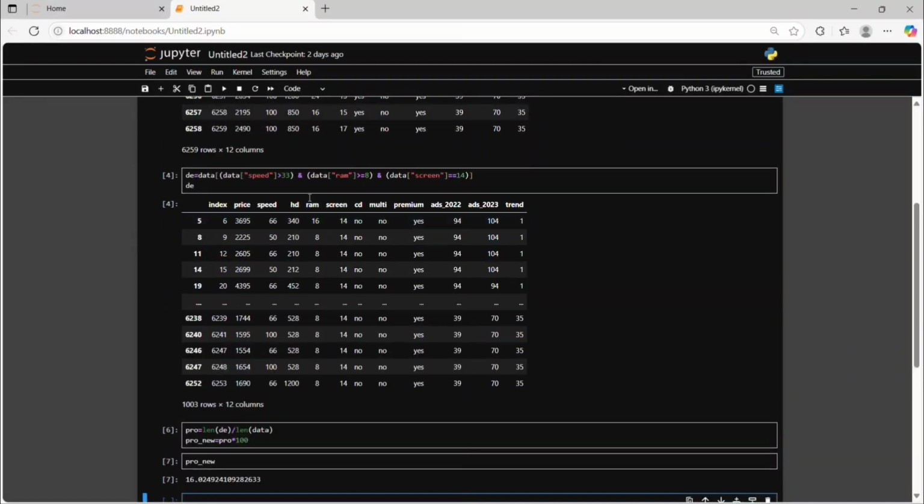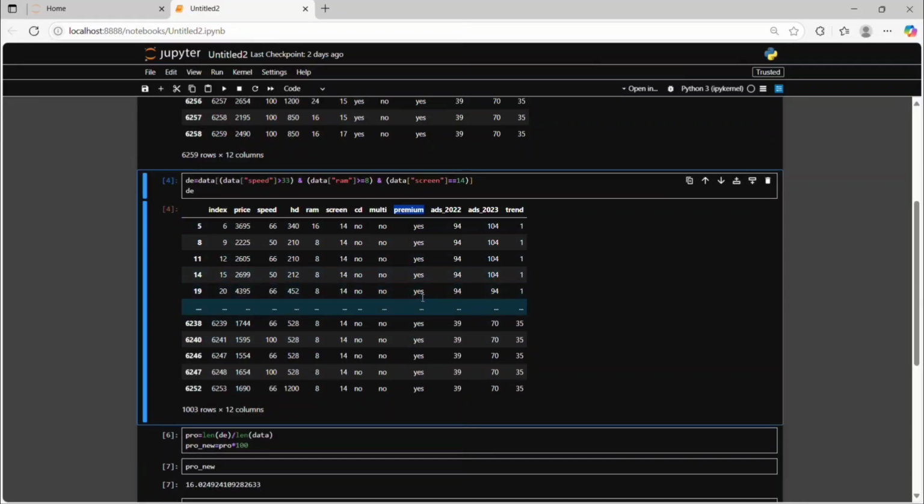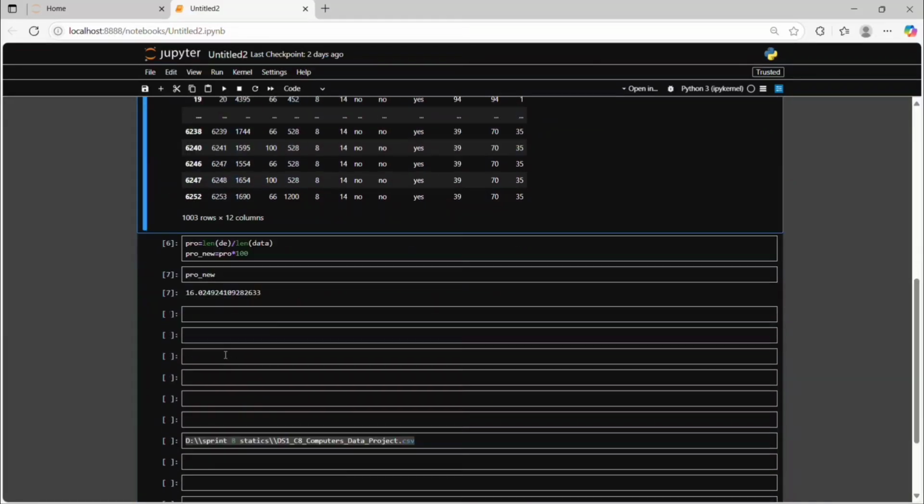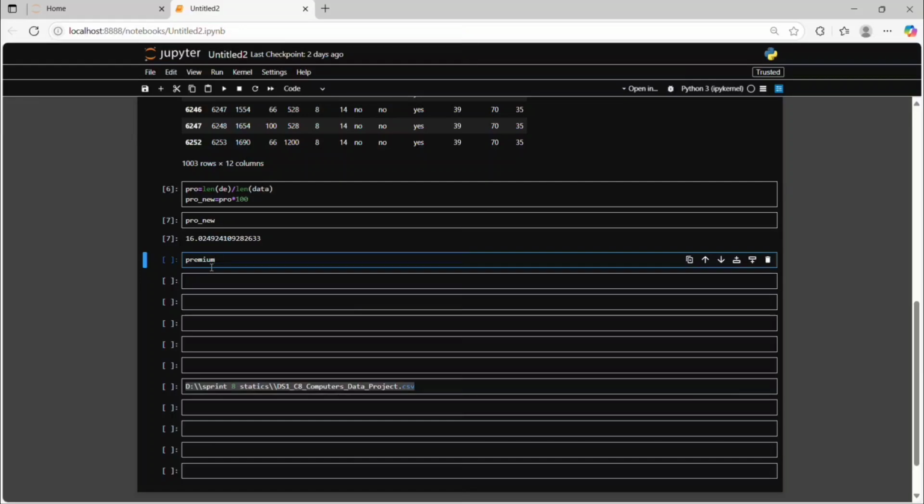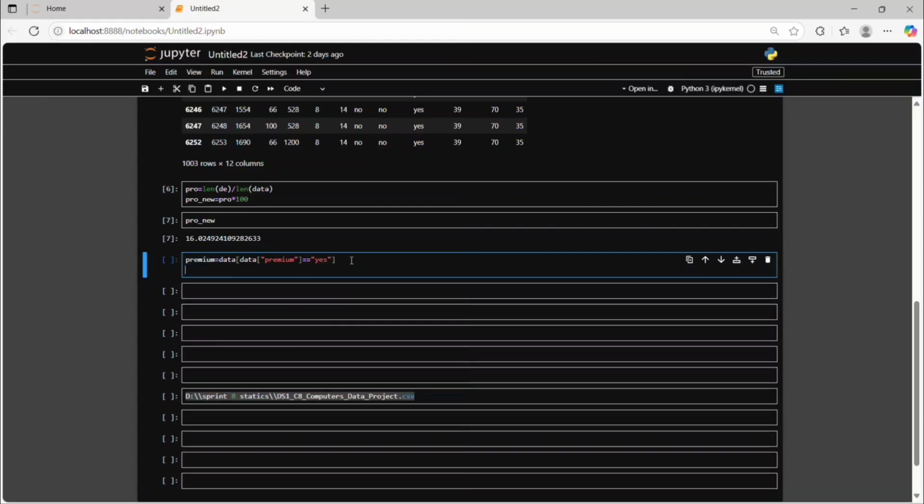So as you can see here, this is our premium column. We need only the yes rows, not the no rows. So firstly I find the premium computers from my whole data set. I use the filter again on the whole data set. We need premium computer equal to yes. So it basically extracts only the premium computers from my whole data set.